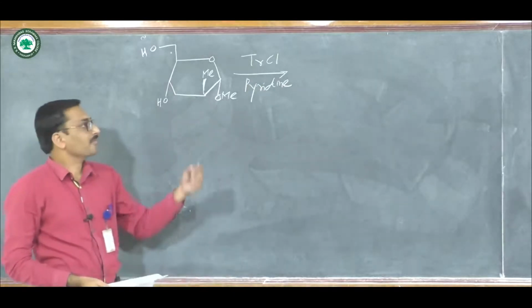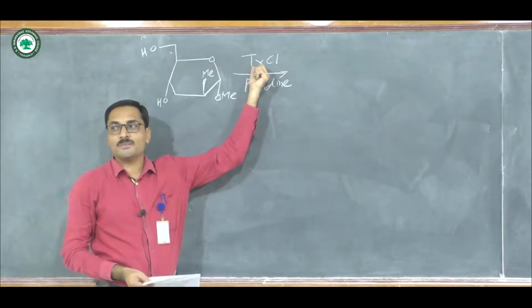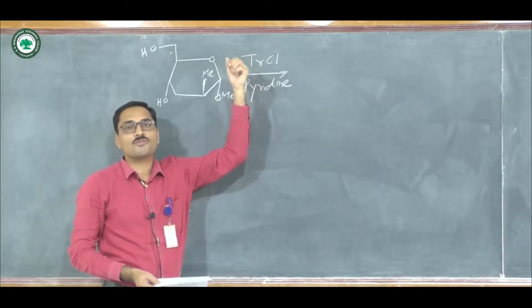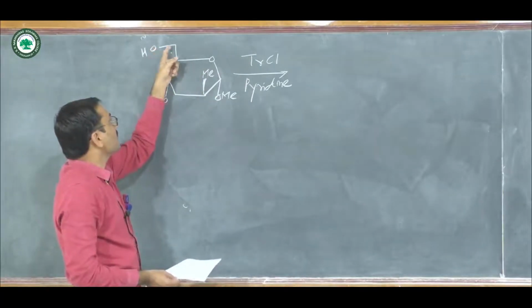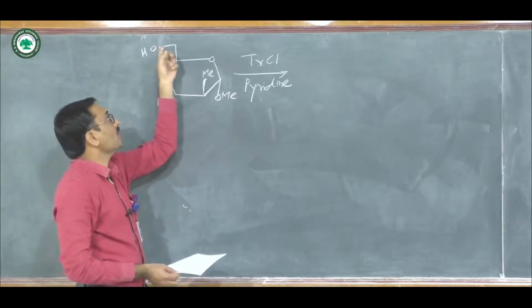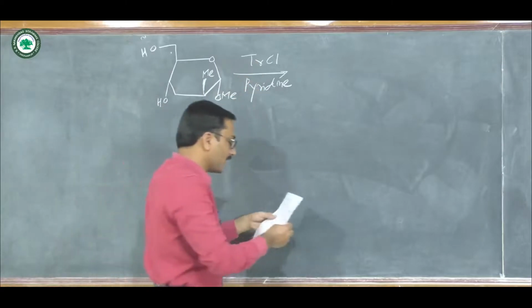In the next step, this diol is allowed to react with trityl chloride in the presence of pyridine. So this trityl chloride is a good protecting group for the OH. Here we have two OH groups. This is CH2OH and this is a simple CHOH. So this CH2OH undergoes protection by using trityl chloride in the presence of pyridine as a base.